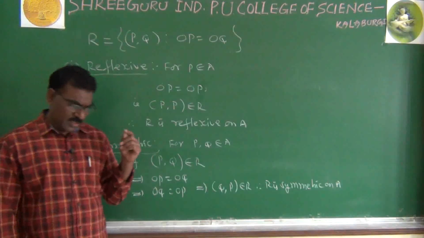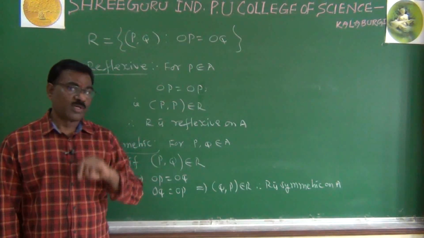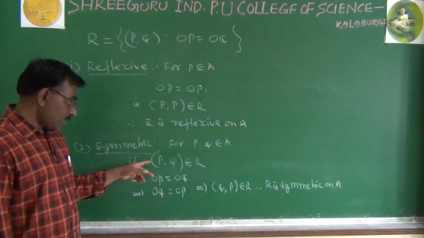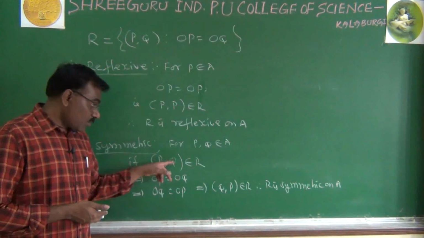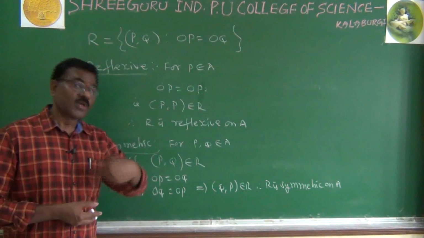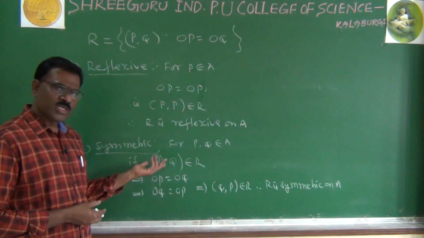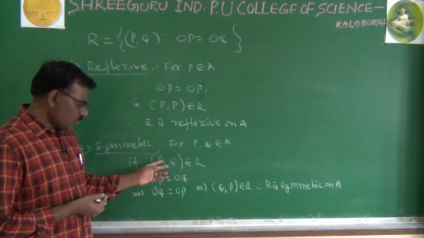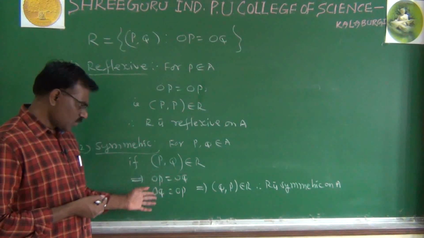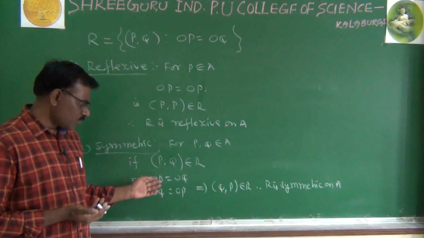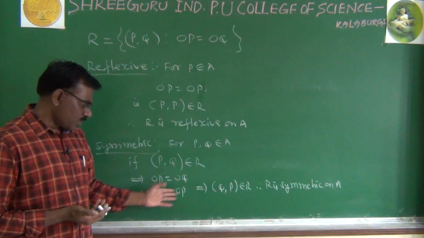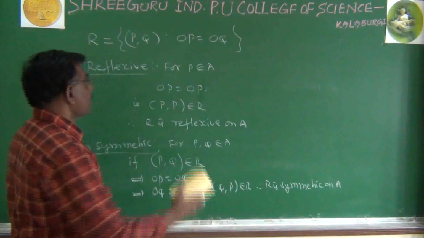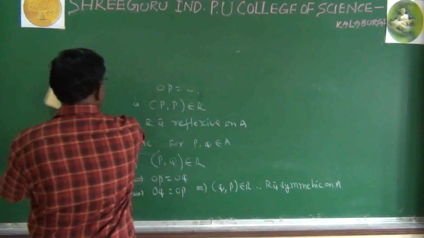Very simple. In symmetric, I am telling two elements, so one ordered pair is given: two elements P, Q belong to set A. What is given here? (P, Q) belongs to R. We have to prove (Q, P). So (P, Q) belongs to R means what is the condition? OP equal to OQ. So we get it. And OP equal to OQ means OQ equal to OP. No problem, distance from origin. OQ equal to OP means (Q, P) belongs to R. Therefore, R is symmetric.